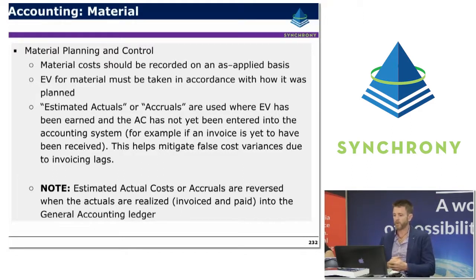Estimated actual costs or accruals are reversed when the actuals are realised. So it's important to realise you're putting in an estimate, a rough number, but when the actual invoice does come through and is processed, say a week later, the accrual is automatically reversed out, and the true costs of the invoice go into the finance system. So it's continuously correcting itself once the facts come through after the original estimate has been made at the end of month.